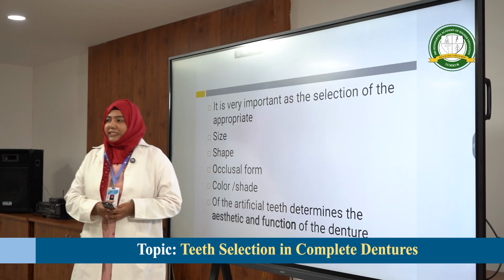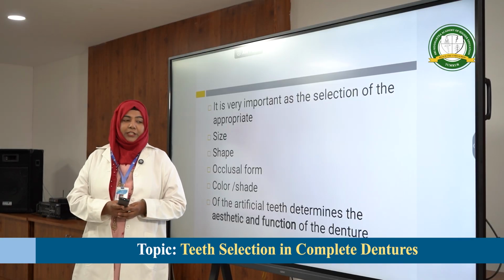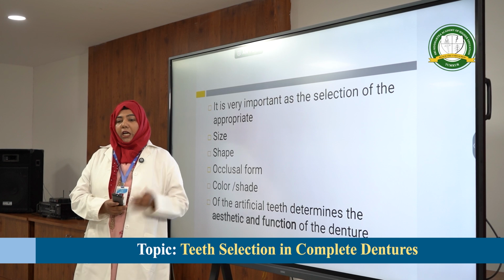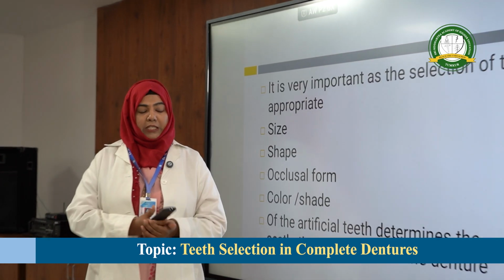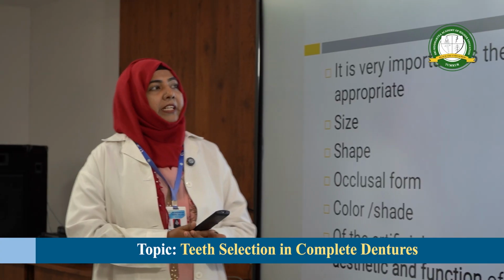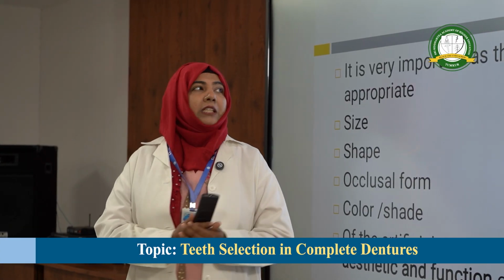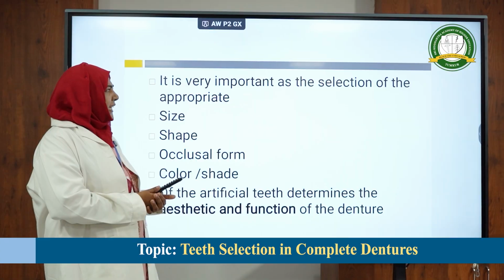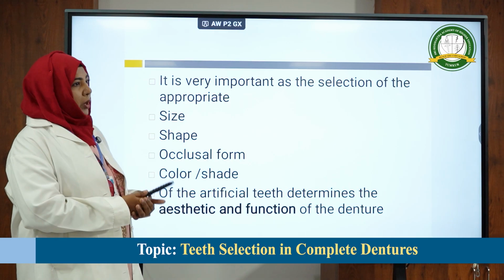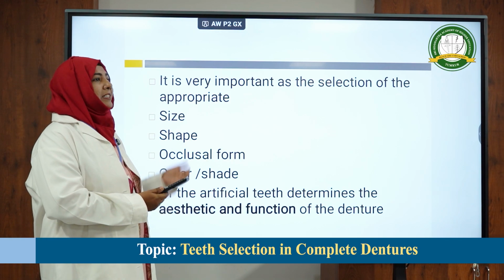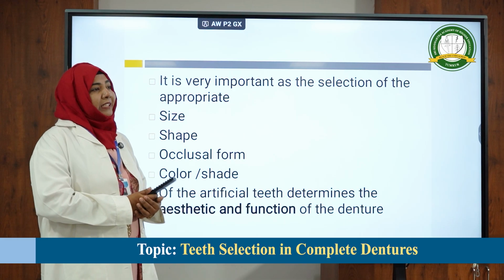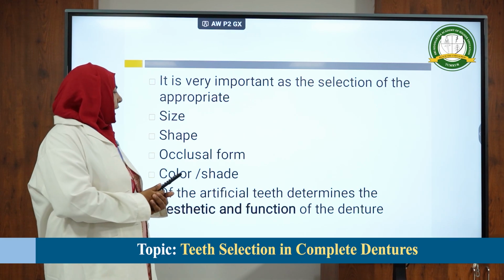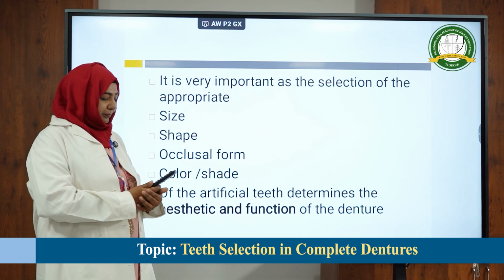So the next step in the fabrication of the complete denture is teeth arrangement. After jaw relation and mounting is teeth arrangement. Before proceeding with the teeth arrangement, we need to select the artificial teeth. The selection of the artificial teeth is very important, as the selection of size, shape, and color of the artificial teeth determines the aesthetic and the functional outcome of your complete denture.